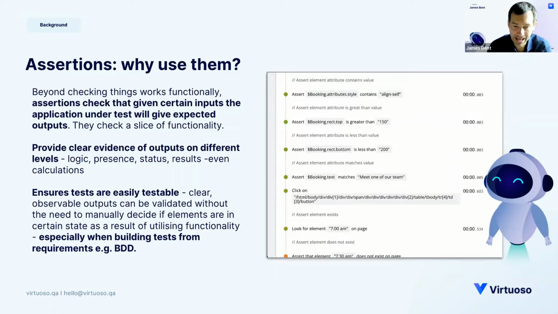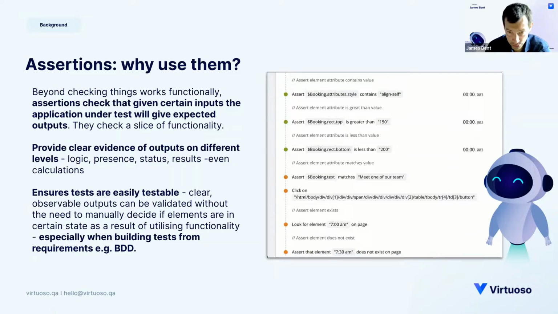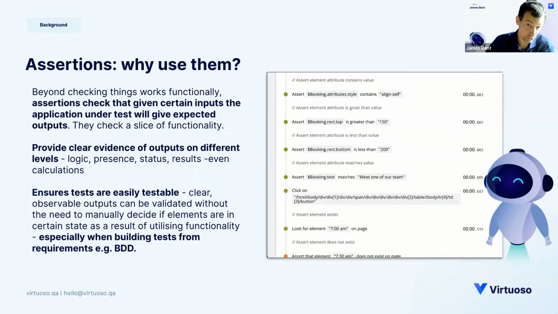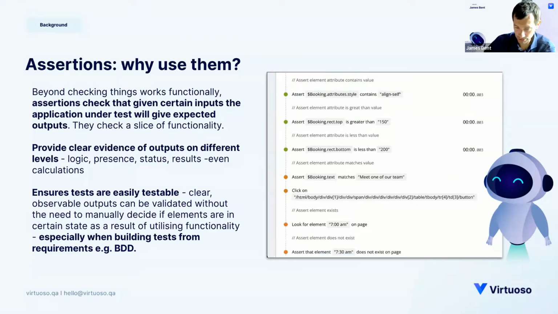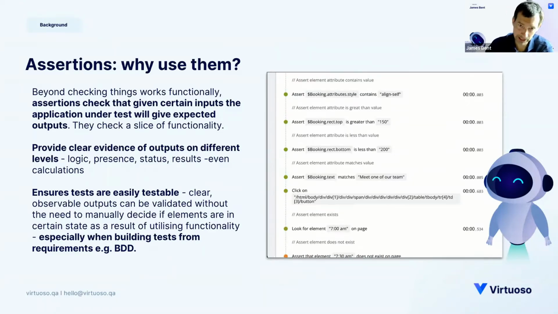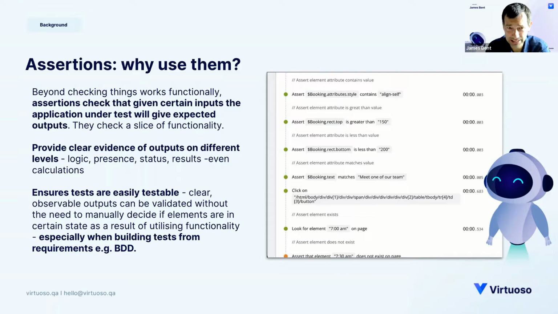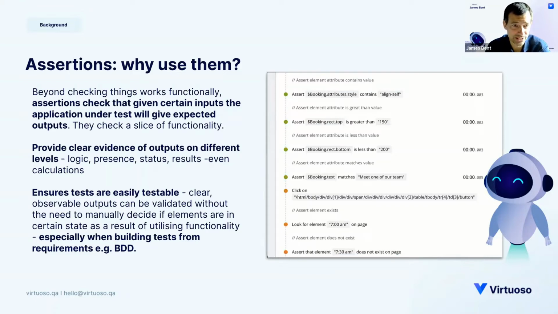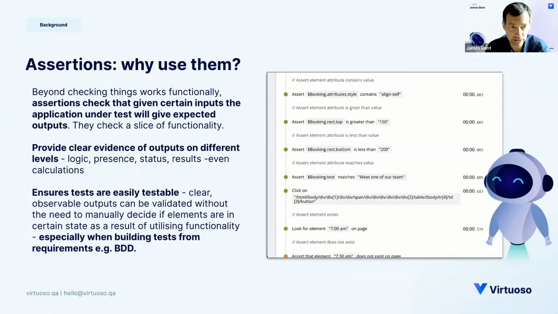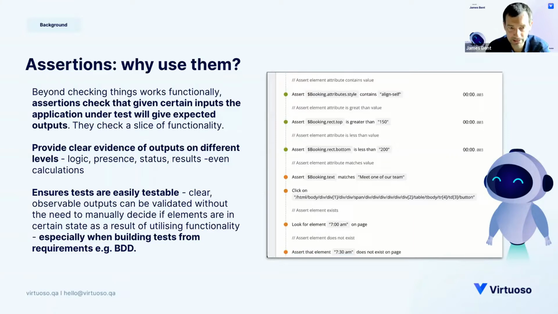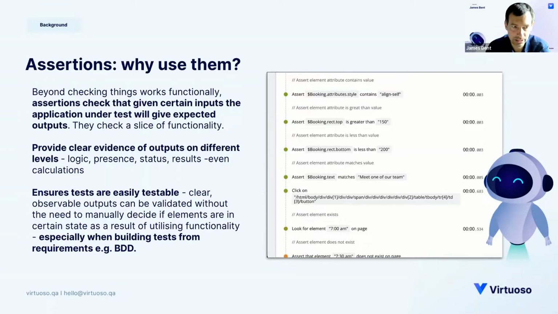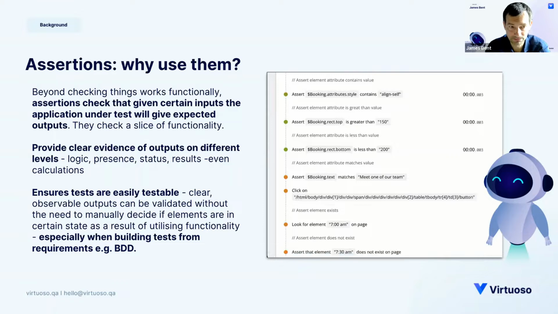It might be, as I press a button to save a sales order record, that the sales order record status goes to ordered, for example. So I click the button and then I'm going to assert the status meets that expected result. So it does check a slice of functionality in terms of whether it's evidence of outputting logic, the presence of something existing, a status, the results, even calculations.